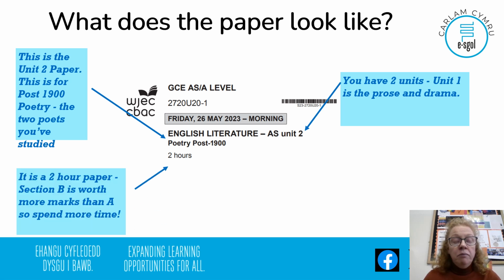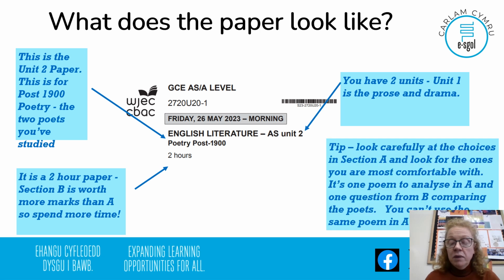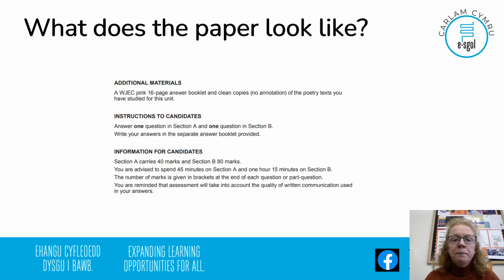It's a 2-hour paper, but Section B is worth more than A, so spend your time wisely and make sure you balance your time for that. The other tip I've got for you is to look carefully at the questions. In Section A, you're given a named poem from each of the poets that you've studied, so find the one that you're most comfortable with. You're going to analyse one poem in A, and then you've got one question in B where you've got to compare the poets. However, you can't use the poem that you've already looked at in Section A. So you want to spend some time thinking about where you want to answer those poems, which ones you're most comfortable with and where you want to do them.